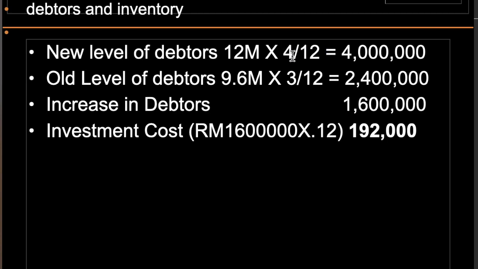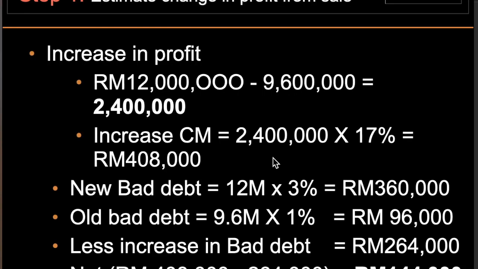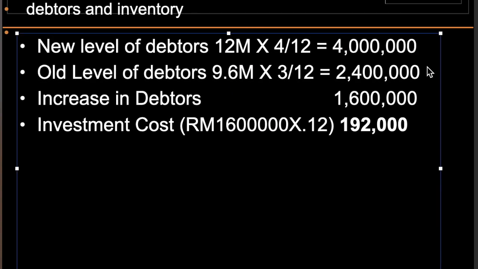If we say, let's say 3 months, 90 days, or 2 months, 60 days, then we'll put the 60 days divided by 360, the number of days in a year. So now we are using months, so we use the 12 months. So 12 million multiplied by 4 divided by 12 gives us 4 million ringgit. Then we go over to the old sales, which is 9.6 million multiplied by 3 divided by 12, which gives us 2,400,000.